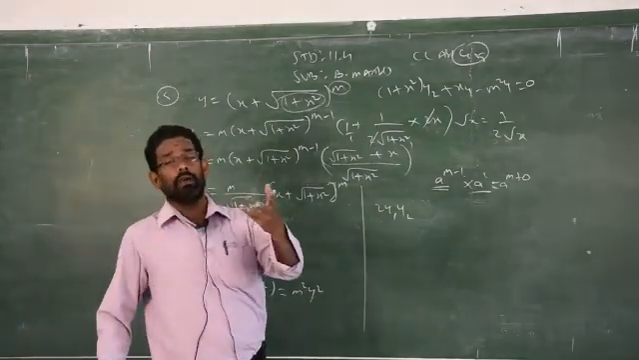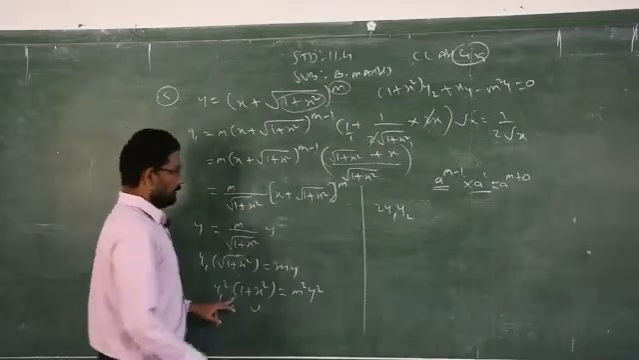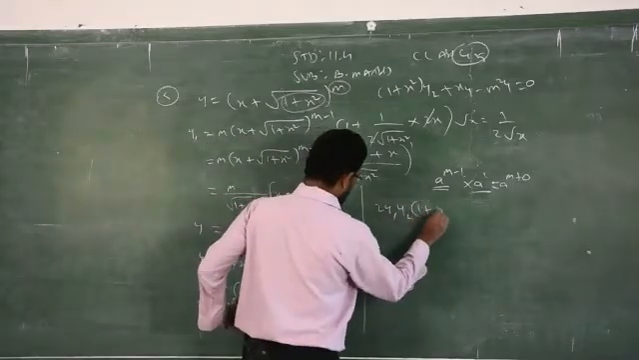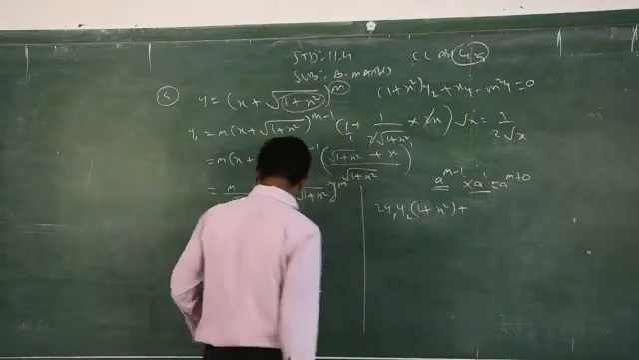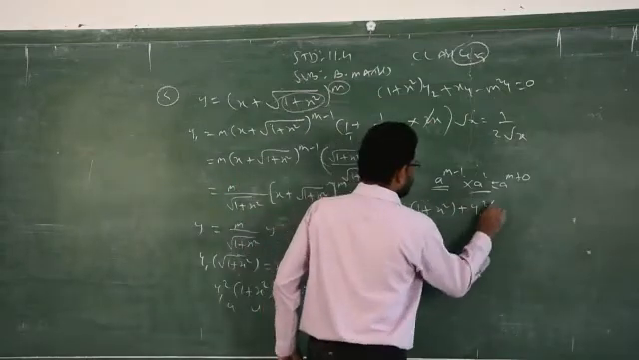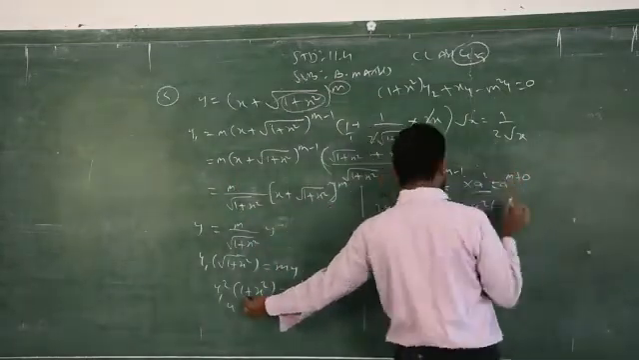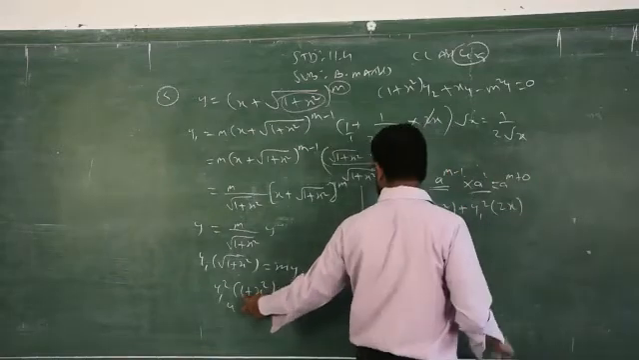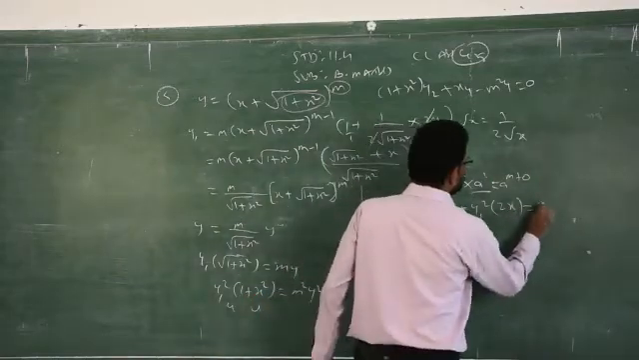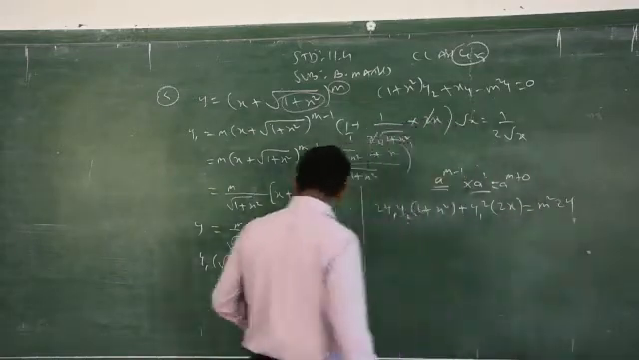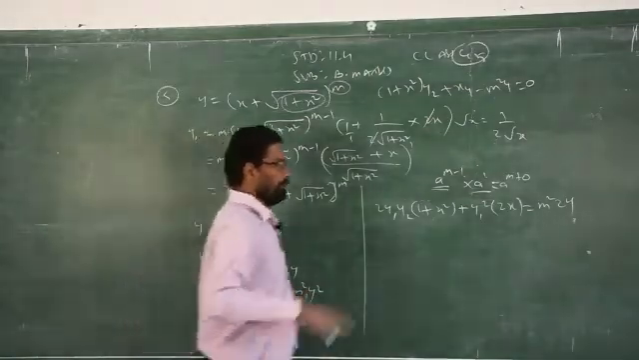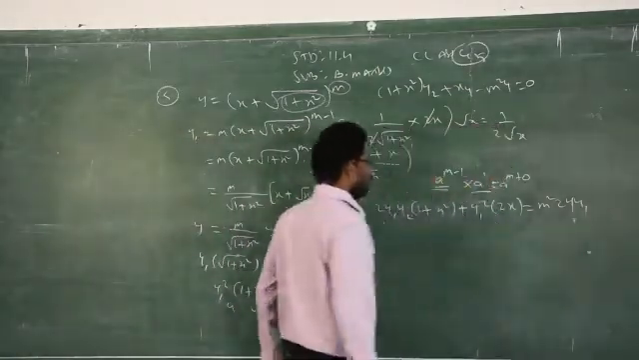Second order, d square y by dx square. Then keep the second factor as it is, plus y1 square, the differentiation of 1 is 0. Then the differentiation of x square is 2x, equal to m square, which is constant, times 2y. But when you differentiate y, it will become y1.